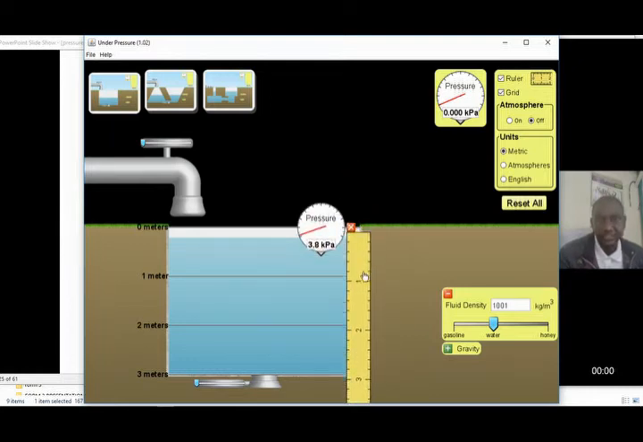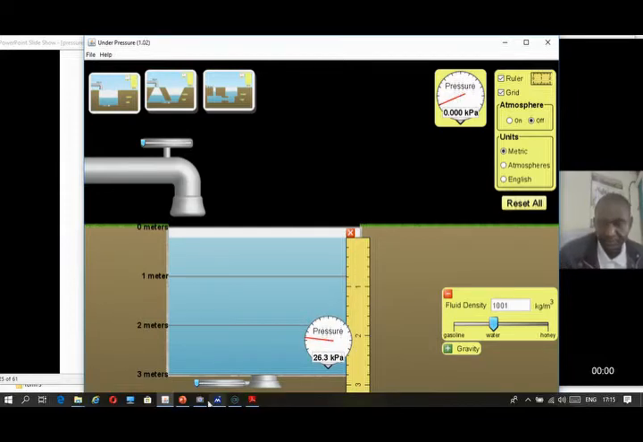Yeah. We have seen that. Measure the depth this way as we go down. Very good.